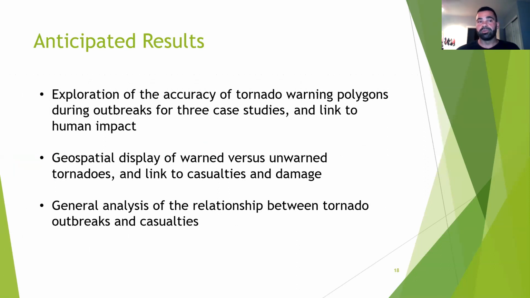And my anticipated results will be an exploration of the accuracy of tornado warning polygons during outbreaks for 3 case studies and link those to human impact. Next will be a geospatial display of warned versus unwarned tornadoes and the link to casualties and deaths. And finally, a general analysis of the relationship between tornado outbreaks and casualties.